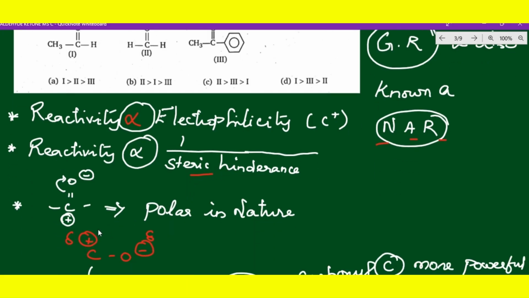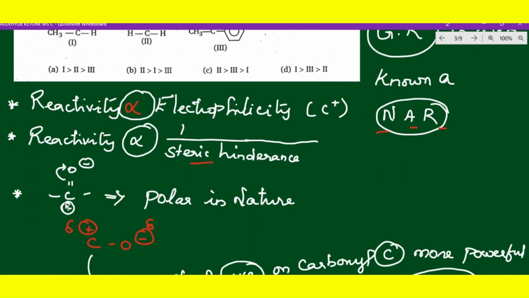Next, this is a carbonyl group, no? So electrons shift: positive charge here, negative charge here. So the double bond to oxygen is polar in nature. Oxygen is more electronegative, you know very well, more electronegative than carbon. So it causes a permanent dipole moment. This is polar in nature, a permanent dipole moment.